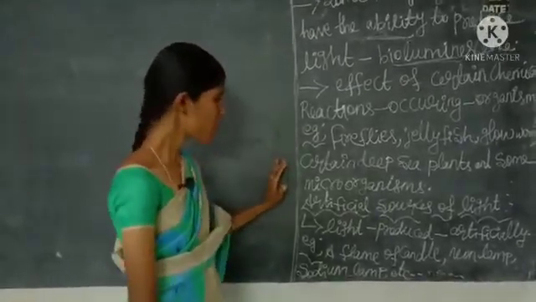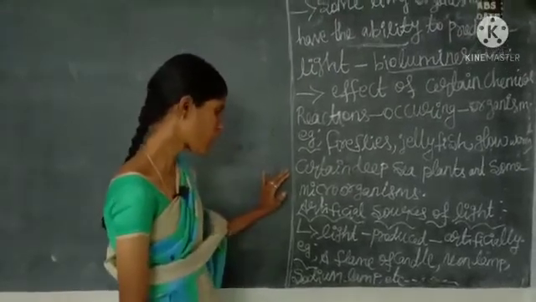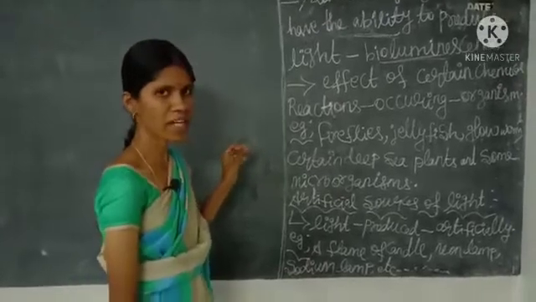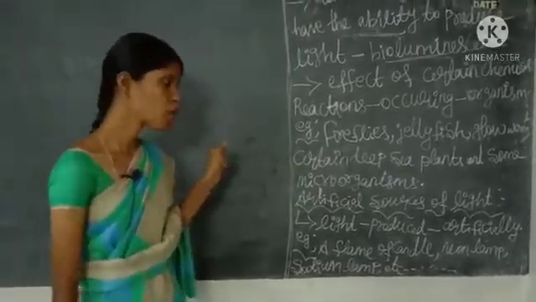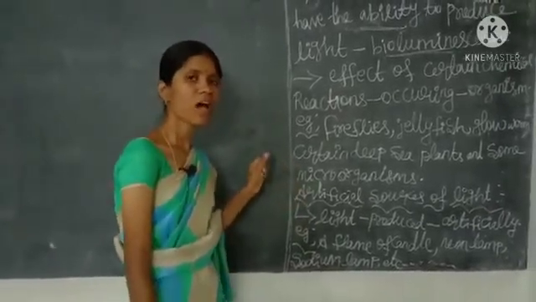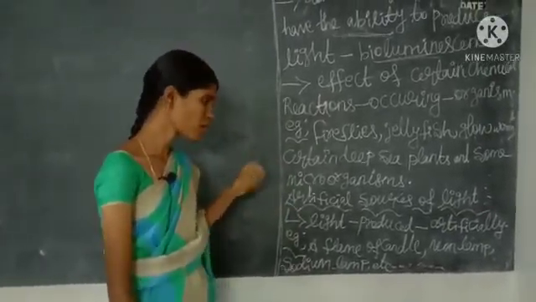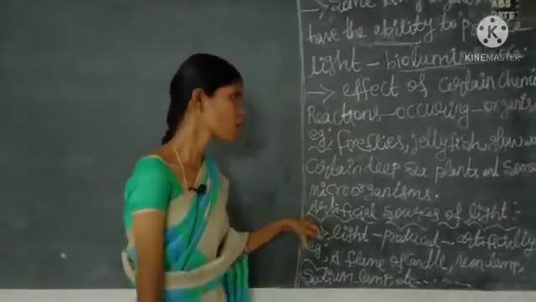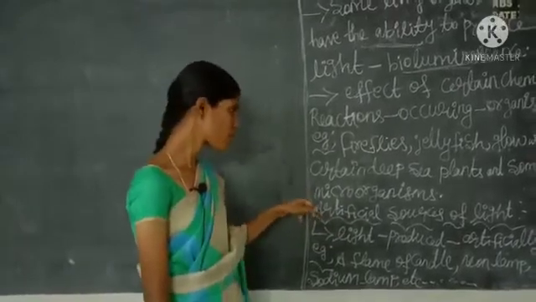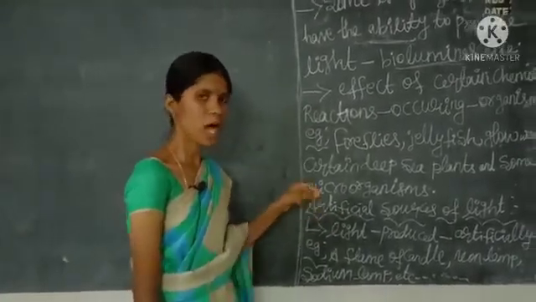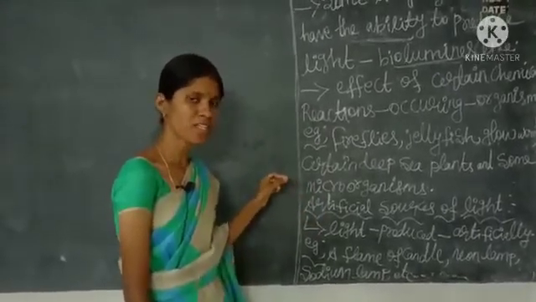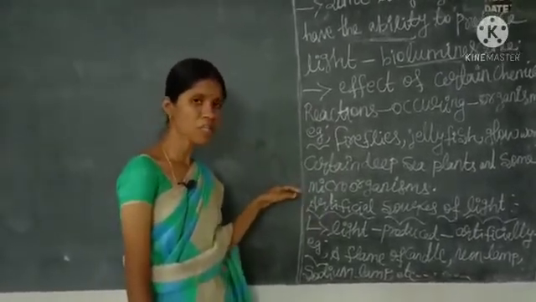Then the second one is artificial sources of light. In this case the light is produced in an artificial manner, by human beings. That is known as artificial sources of light, otherwise known as man-made sources of light, because it is done by human beings.